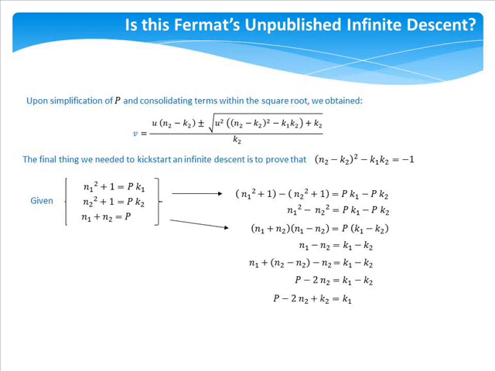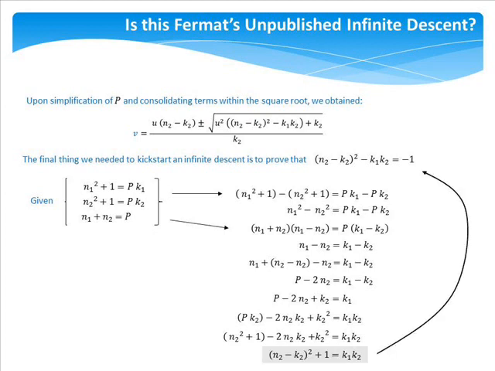We then sum 2 times K sub 2 on both sides of the equal sign, and then we multiply both sides by K sub 2. But P times K sub 2 equals n sub 2 squared plus 1. And so, at the left side of the equal sign, we got the quadratic expansion of n sub 2 minus K sub 2. So, once proved what we needed to prove, we reached the simplified version of the quadratic root of V.